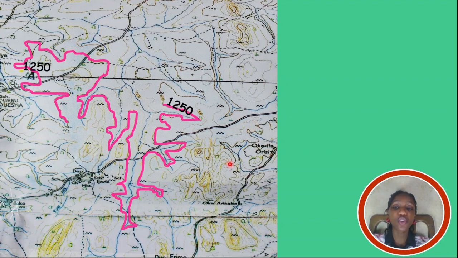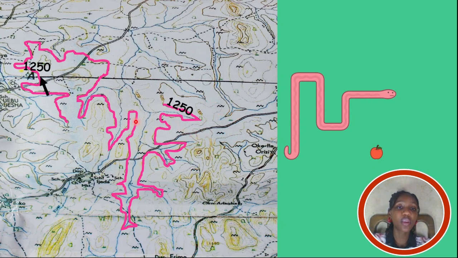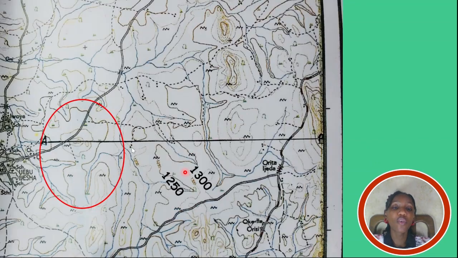It's just like the illustration of the pink snake I gave earlier, that the same contour line also crosses the line again around here. This 1250 feet contour line crosses our line AB in three places: at the beginning, here, and here. Now we've already indicated that this line is 1250. And so that means the line below it will be 1200.